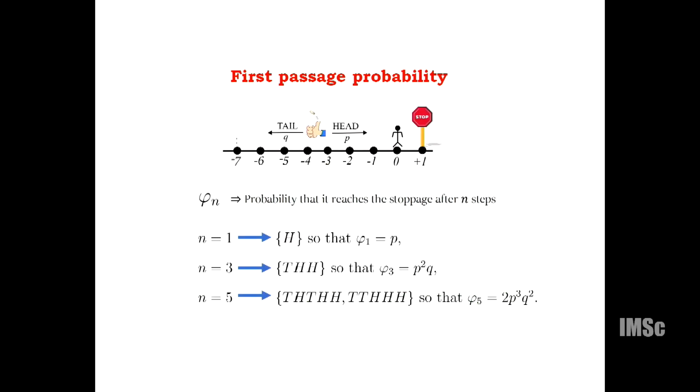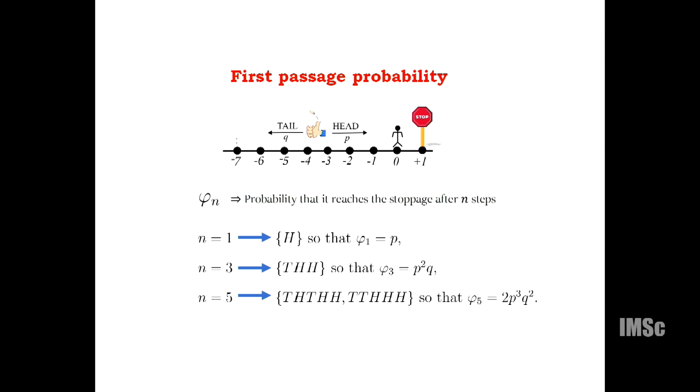So you can again ask, what is the probability that it will reach +1 starting from 0 after n number of steps? For n is equal to 1, that means that it has to reach +1 just at the very first step. That means at the very first step, it has to get ahead. There is no other way. So it gets ahead at the very first step and reaches +1, and the corresponding probability of getting ahead is p. So phi1 is p.